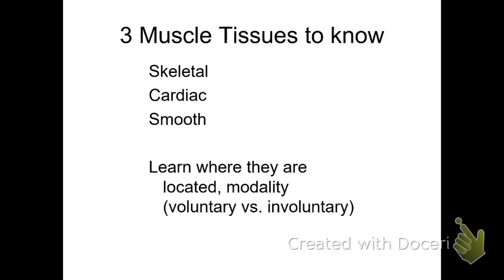But for now, you're going to learn to recognize these 3 muscle tissues, know where they're located in the body, know if they are voluntary or involuntary in their modality. That is, how do they work? Do you have actual control over them? That is voluntary, or are they involuntary, meaning that these tissues work around the clock 24/7 without your involvement, without your conscious control.